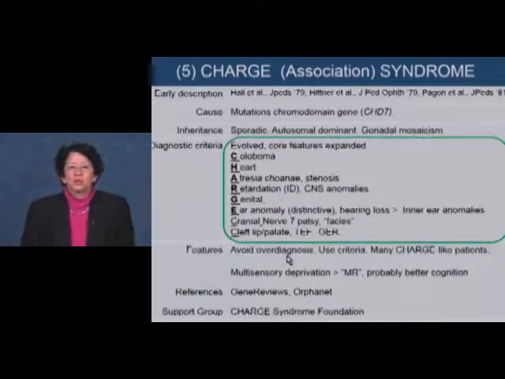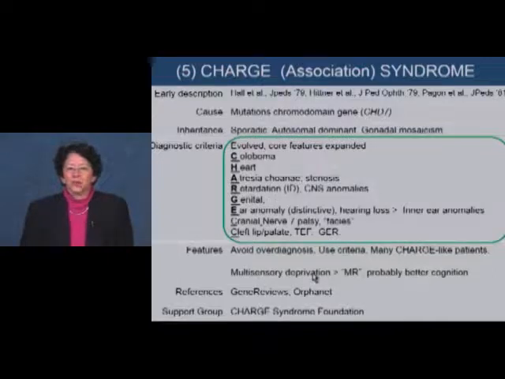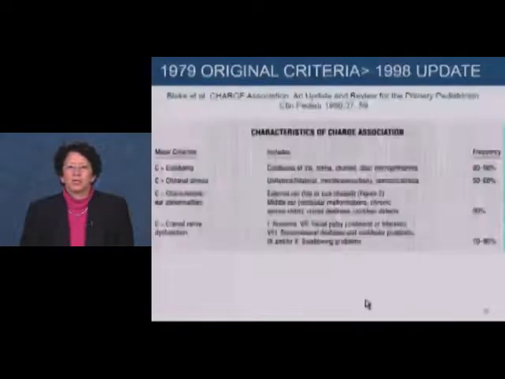I urge people to avoid overdiagnosis. There are times where people will say, well, a child has a small ear, and they have a narrow nose and a PDA. Is that CHARGE? And it really isn't. You need to really adhere to the criteria, which we'll talk about. These children have tremendous multisensory deprivation. They're often thought to have, quote unquote, mental retardation, and they often have much better cognition than they're given credit for. Lots available online, and the CHARGE Syndrome Foundation has tremendous information and tremendous support.